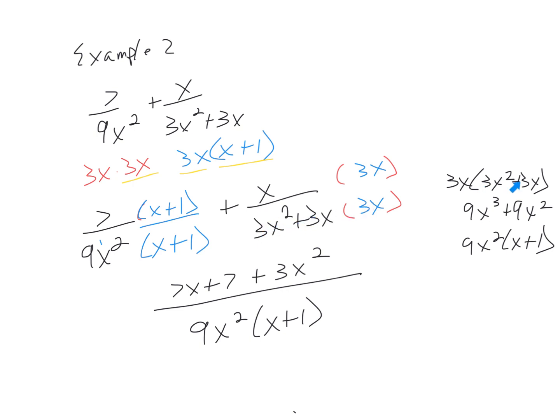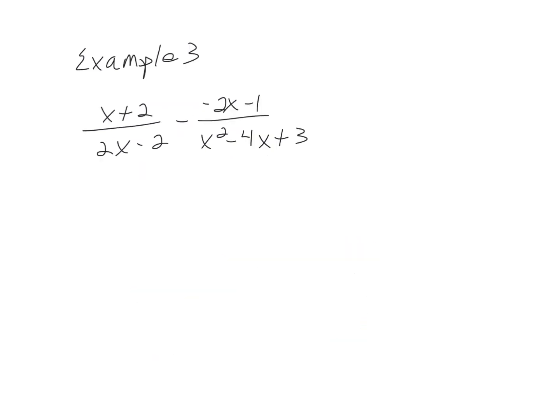3x squared plus 3x times 3x was 9x cubed plus 9x squared. Then I factored out the 9x squared, and I was left with x plus 1. So again, that is our common denominator. And when you look up here, again, if we could simplify this numerator and find a common factor with the denominator, we could factor that out and simplify our answer a little bit more. But at this point, we have found our final solution, our sum. Okay? All right, one more example.